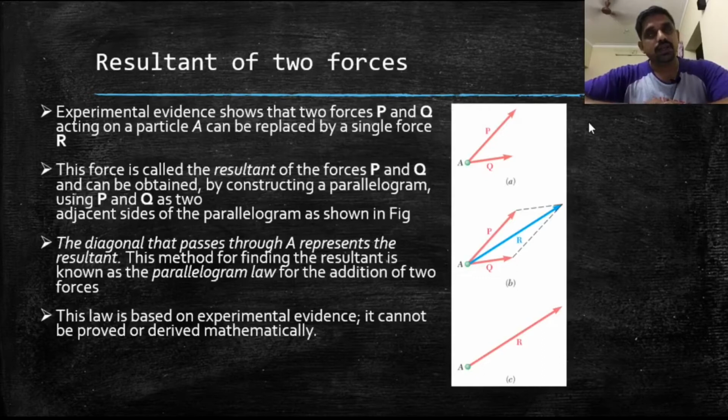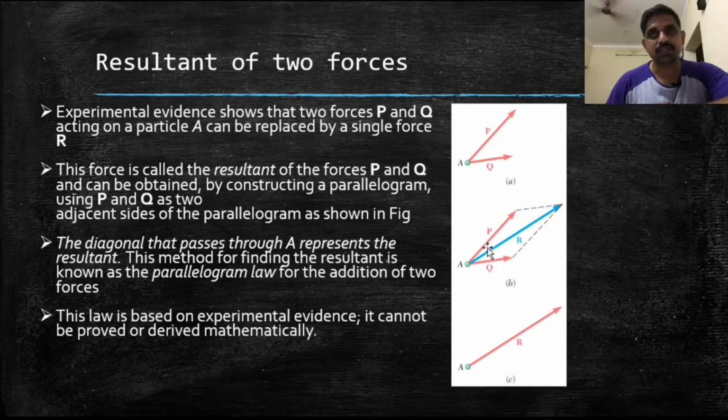Now, experimental evidence shows that you can add two forces which are acting at the same point. So, in this case, at point A you have two forces P and Q, and if you see, point A has both these forces' tails. Here you can see the force P, and if I keep the same length line at the head of Q, and the same way the same length line Q at the head of P, it forms a parallelogram.